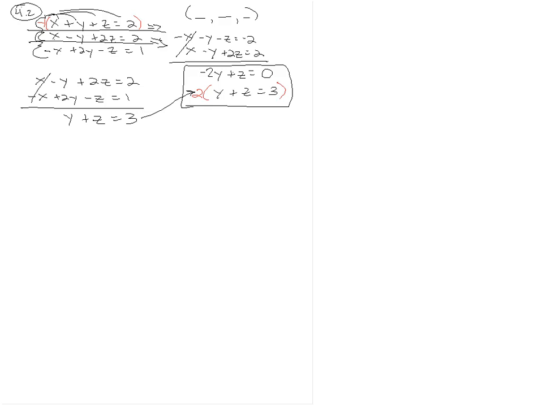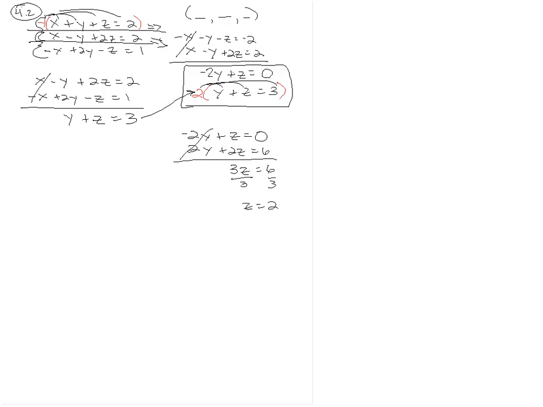Meaning, I'm not going to do anything with the first one. Negative 2y plus z equals 0. Okay, now distribute: positive 2y plus 2z equals 6. The y's cancel out. I get 3z equals 6. I divide by 3, and I get z is 2.